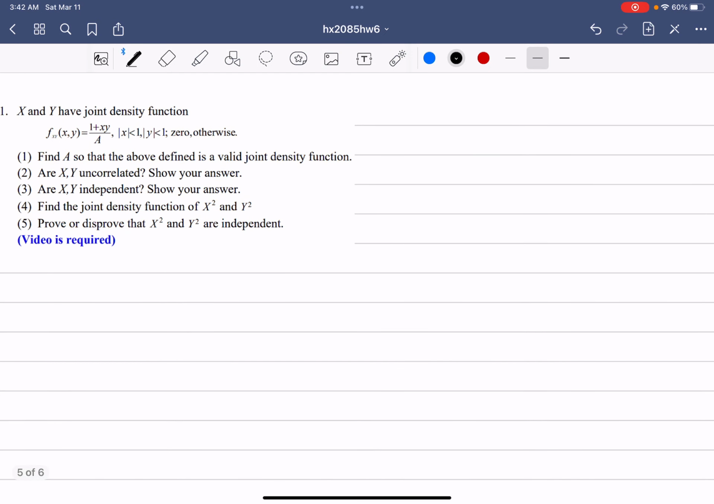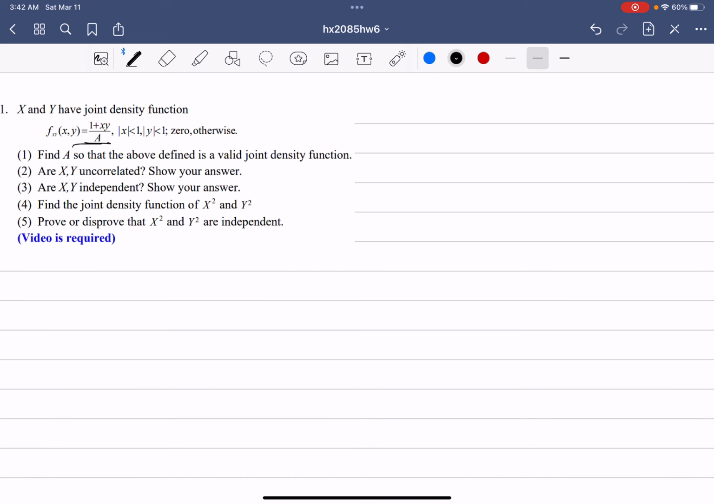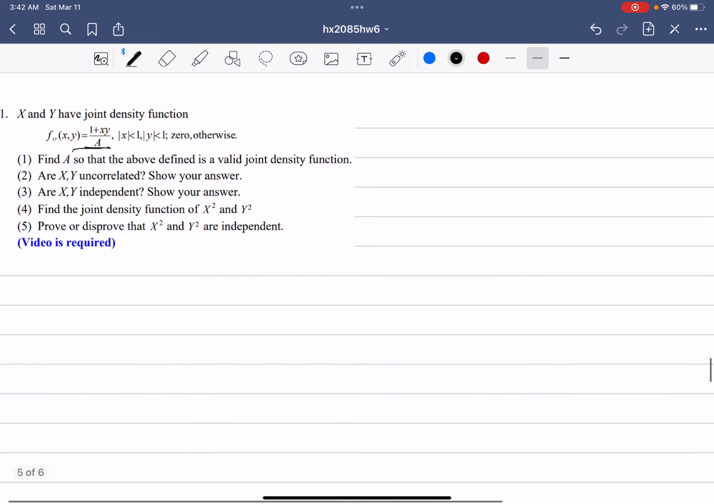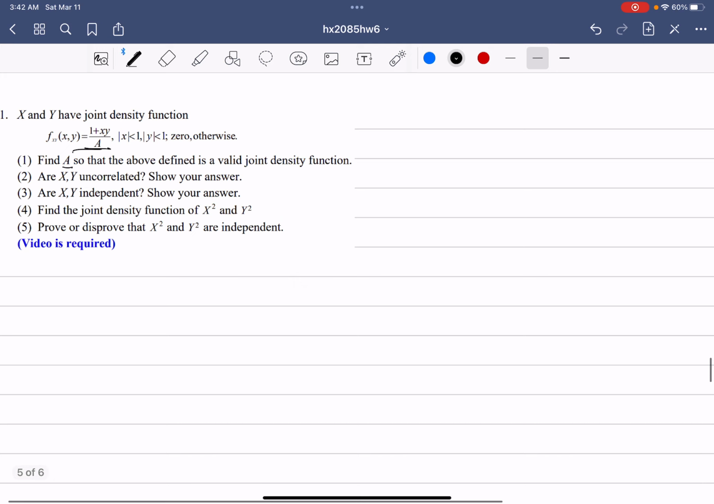Hi, I'm Hw6q1. Let's do the first question of homework 6. We are given a joint density function of x and y here. In the first part, we need to find a so that the density function is a valid joint density function.